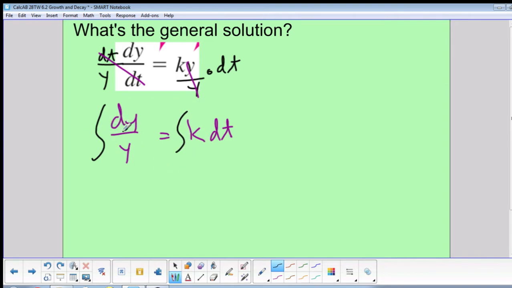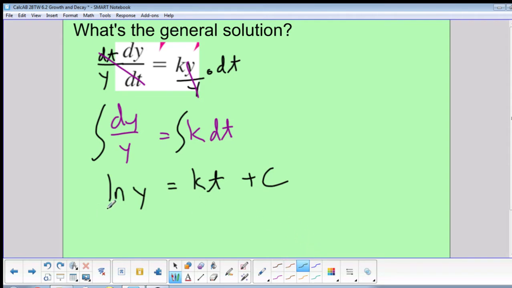So when you do this, that's basically 1 over y dy, and the antiderivative of 1 over y is ln of y. And then the antiderivative of a constant dt is just going to be kt. And then we have a plus c. But I want to solve for y. I want to rearrange this.